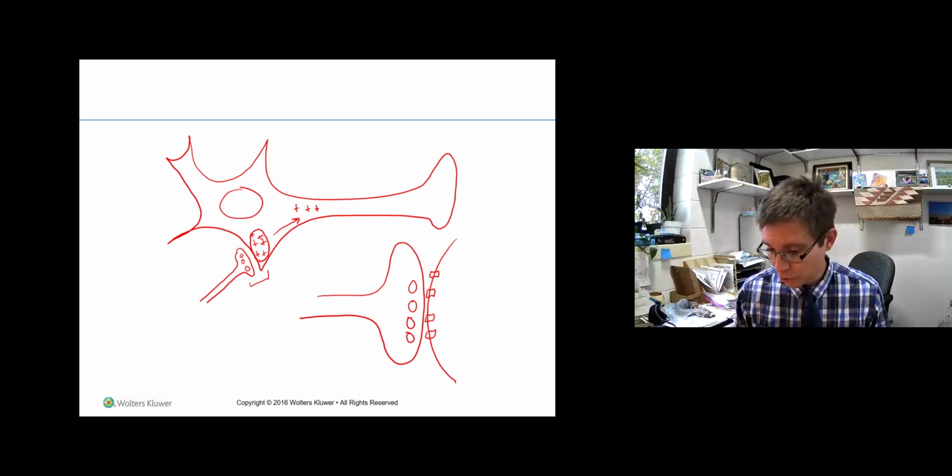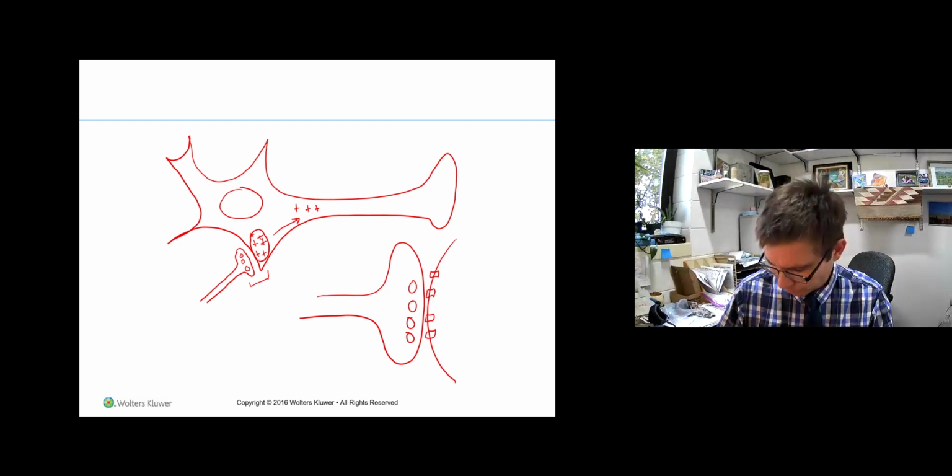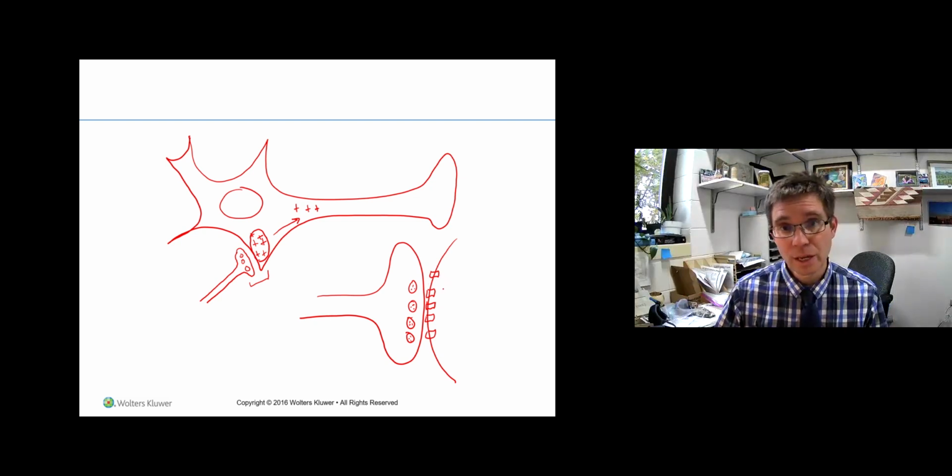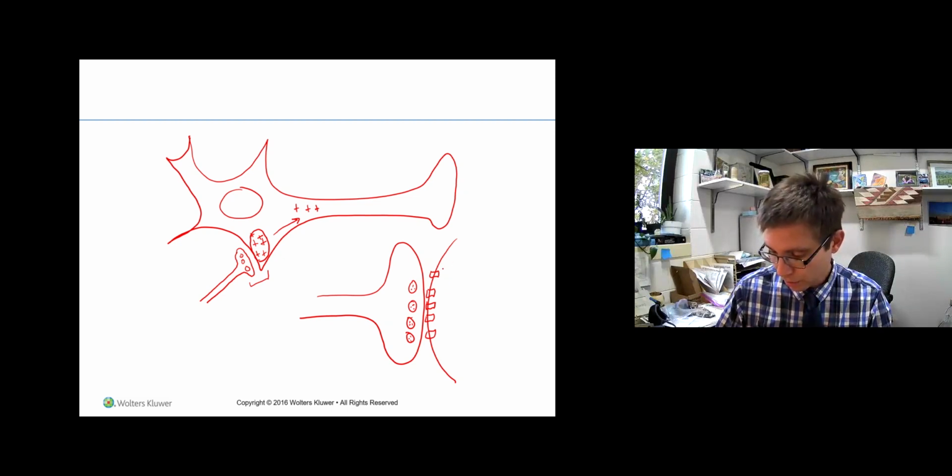Okay, here I'm zoomed in on that synapse. And I've got my vesicles here in the presynaptic neuron, and they're filled with neurotransmitter. And I've got my receptors here. Let's call this an acetylcholine. Let's pretend that this is a synapse where acetylcholine is going to be released. So let's call these ionotropic cation channels.